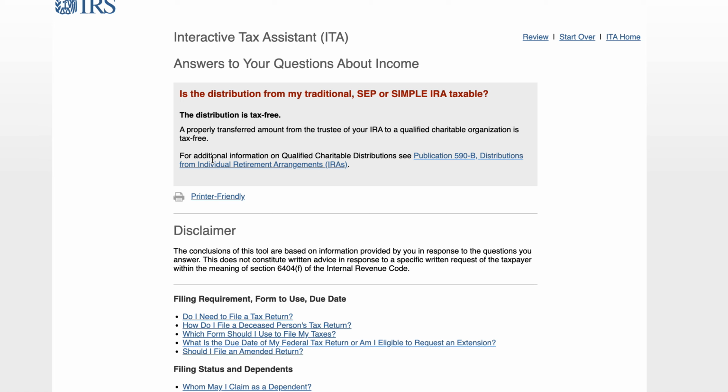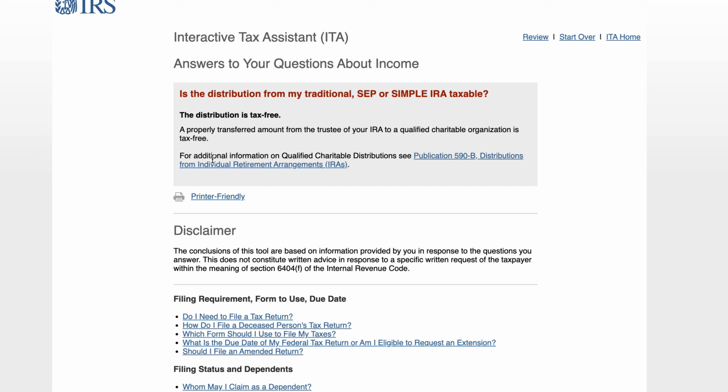And probably the best way to do that is through a check from your IRA. So if you don't have checks in your IRA, but you do plan to make charitable distributions, then you should order checks, because if you take out a distribution and then turn around and give it to the charity, that might not fit the exact letter of the tax code, depending on how you do that.